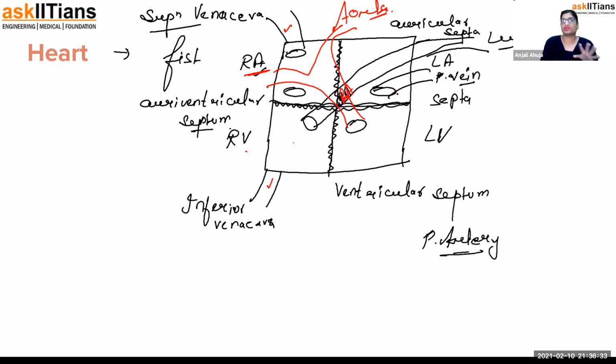I'm going to explain the process also, don't worry. I'll repeat everything, don't worry. One thing I forgot to mention: the auriculoventricular septum on the right side is known as the tricuspid wall.